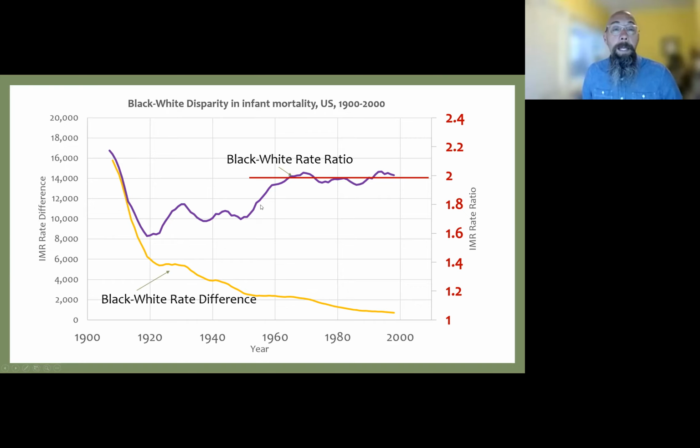And then the purple line is the disparity if we measured it as a ratio, which is often what we do. We say the Black-white disparity in infant mortality is about 2. Well, what's surprising to me is that although the yellow line looks like the disparity is nearly gone, like it's really low, with the purple line, basically there's been this same disparity for almost 100 years, right? So it's hardly changed at all, which, just numerically, seems crazy that any relationship like that could stay for so long.